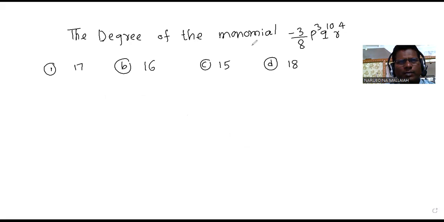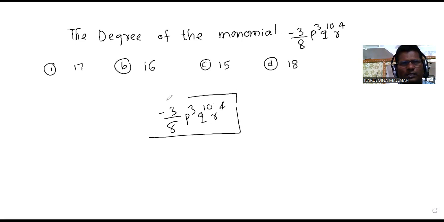The degree of the monomial minus 3 by 8, p cube, q to the power of 10 and r to the power of 4. This is a single term, minus 3 by 8, p cube, q to the power of 10, r to the power of 4. That's why this is called a monomial. Mono means single.